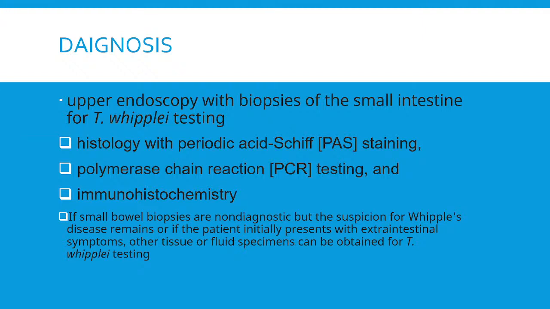If small bowel biopsies are not diagnostic, but the suspicion for Whipple's disease remains, or if the patient initially presents with extraintestinal symptoms, other tissue or fluid specimens can be obtained for Tropheryma whipplei testing. If you have other systems involved and you are not getting a diagnostic result with intestinal biopsies, then you can again test the fluids or samples from the other systems.